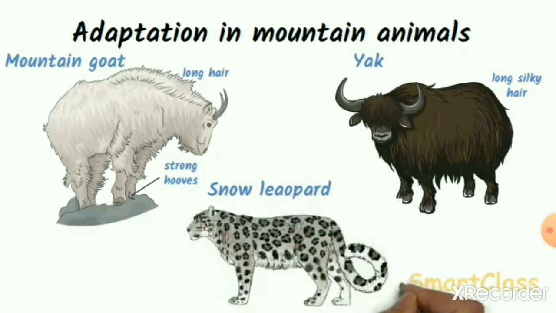Adaptation in snow leopard. The snow leopard has thick fur on its body. This fur protects the snow leopard from cold and keeps it warm. The snow leopard also has fur on its feet and toes. This protects its feet from cold when it walks on the snow.